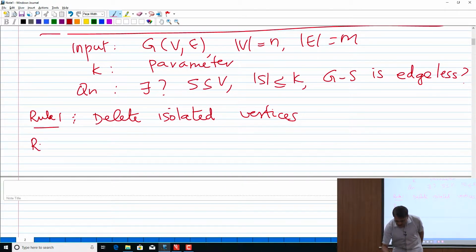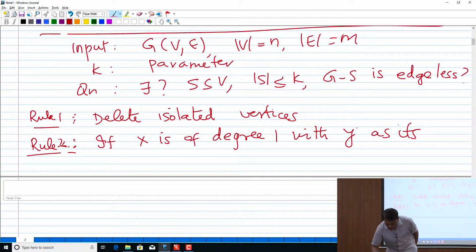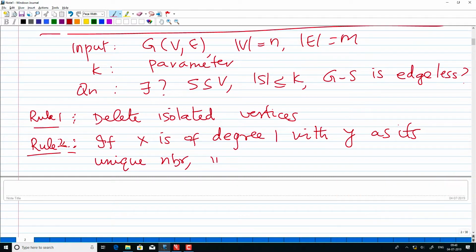Rule two, which I may or may not even use: if you have a vertex of degree 1 with y as its unique neighbor, include y in the solution and delete y, and also k becomes k minus 1. Because you've already picked one vertex into the solution, now you're looking for a k minus 1 size solution.